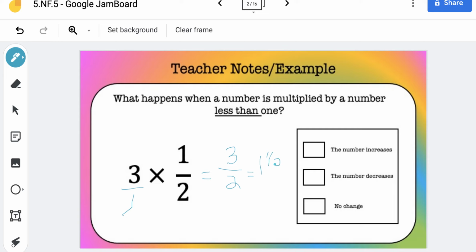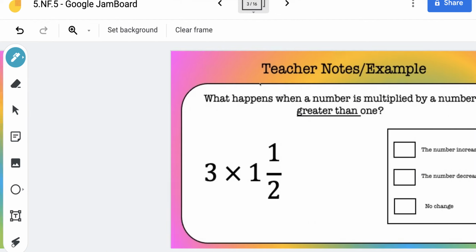So if you notice, our number 3, when it was multiplied by a half, the number actually decreases. It's now 1.5. Okay? So when you multiply by a number that's less than 1, the number is actually going to decrease, okay? And that's true for any number. So say if I multiplied 12 by a half, 12 would decrease, and so on. All right, let's go on to the next slide.